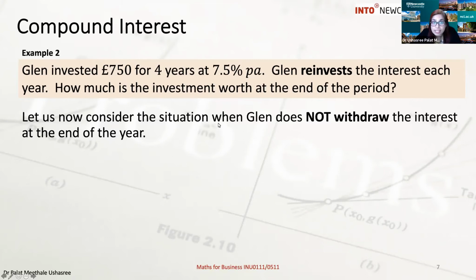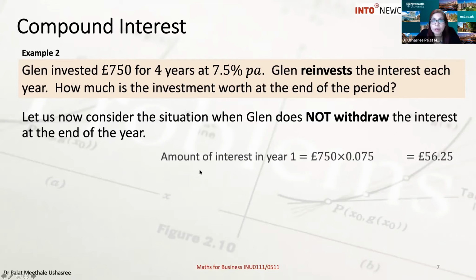So let us now consider the situation when Glenn does not withdraw the interest at the end of the year. This is the case now, not like before. Here, he does not withdraw the amount. So the amount of interest in year 1 is the principal amount times the interest rate, 0.75, and you get 56 pounds 25 pence.